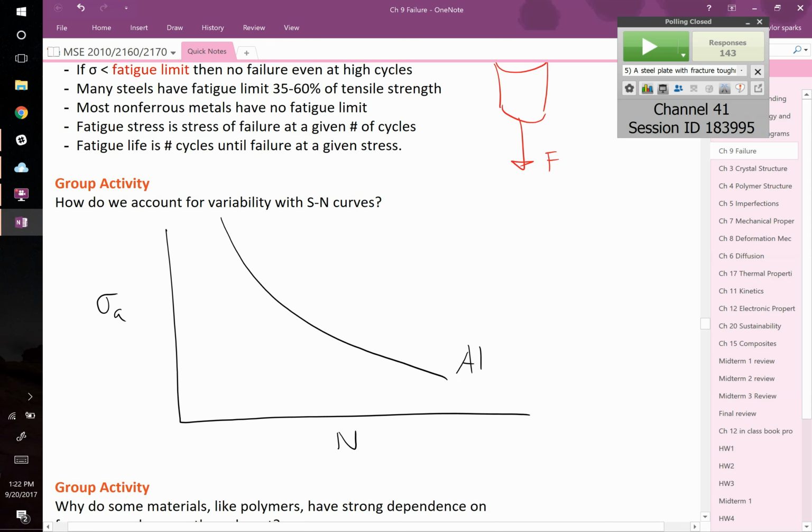Okay, anybody have a thought? What on earth do we do? How do we account for variability in data with these? Again, this is called an SN curve, stress versus number of cycles. Anybody have a thought? Or did anybody's neighbor have a great thought and want to sell them out?